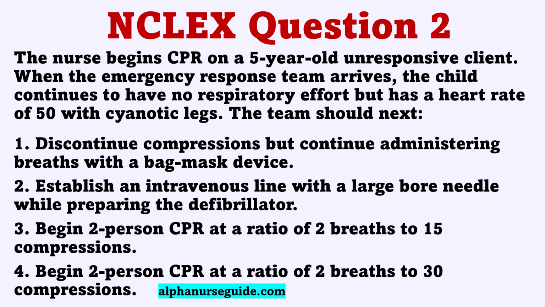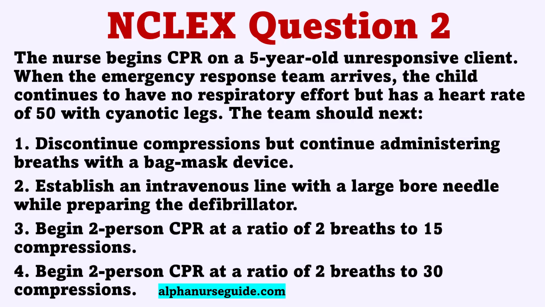The nurse begins CPR on a 5-year-old unresponsive client. When the emergency response team arrives, the child continues to have no respiratory effort, but has a heart rate of 50 with cyanotic legs. The team should next: 1. Discontinue compressions but continue administering breaths with a bag mask device. 2. Establish an intravenous line with a large bore needle while preparing the defibrillator. 3. Begin 2-person CPR at a ratio of 2 breaths to 15 compressions. 4. Begin 2-person CPR at a ratio of 2 breaths to 30 compressions.